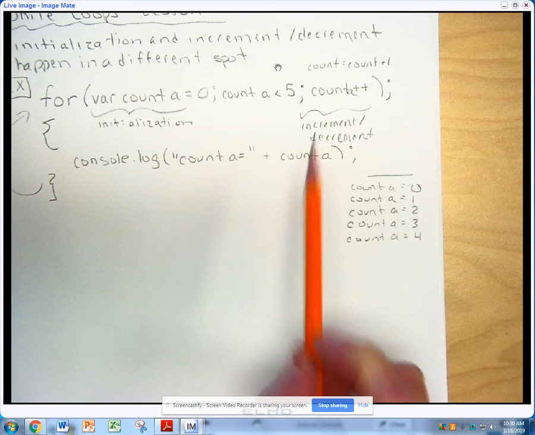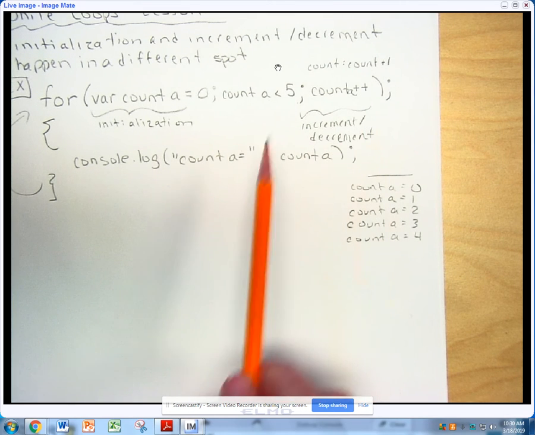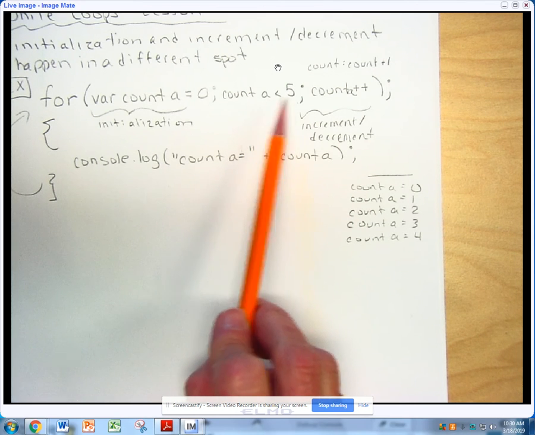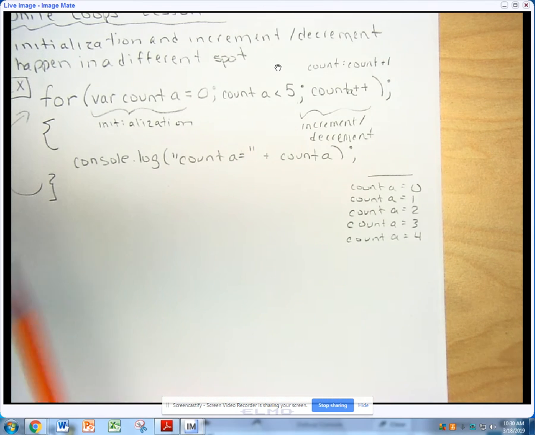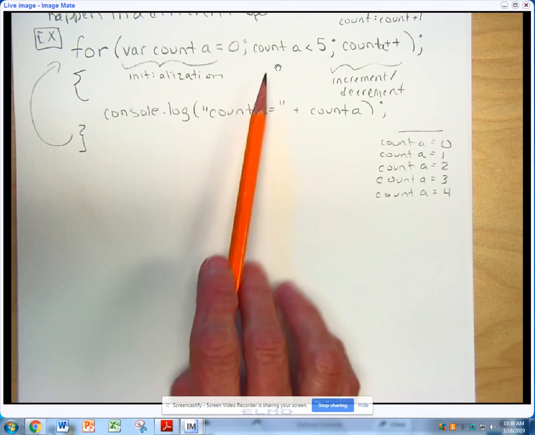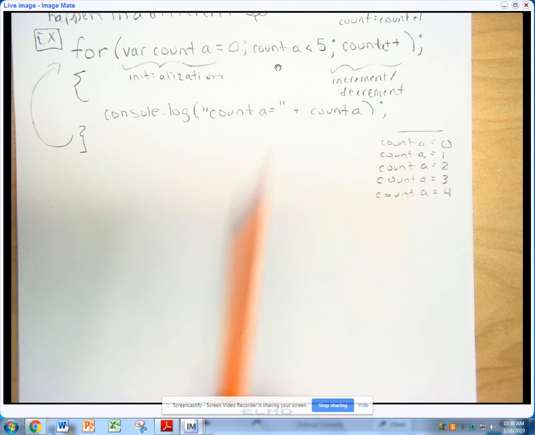And as a reminder, count A will increment to 5, but when I go back up to check this, is 5 less than 5? This is false, so then I skip around the rest of the code. So that's a for loop. So again, initialization, a Boolean condition, and an increment decrement.